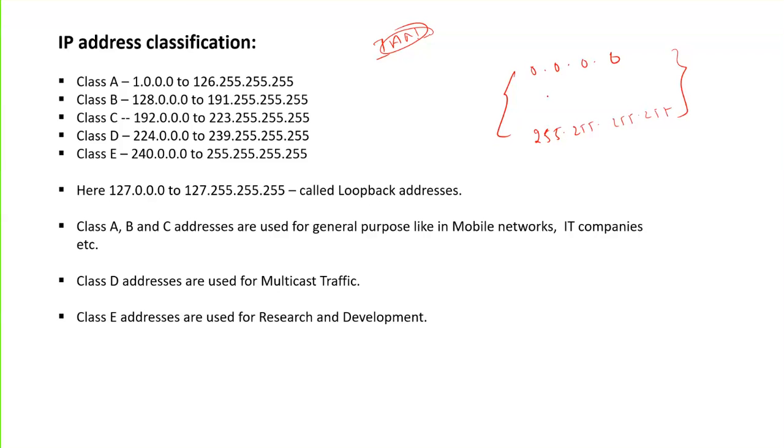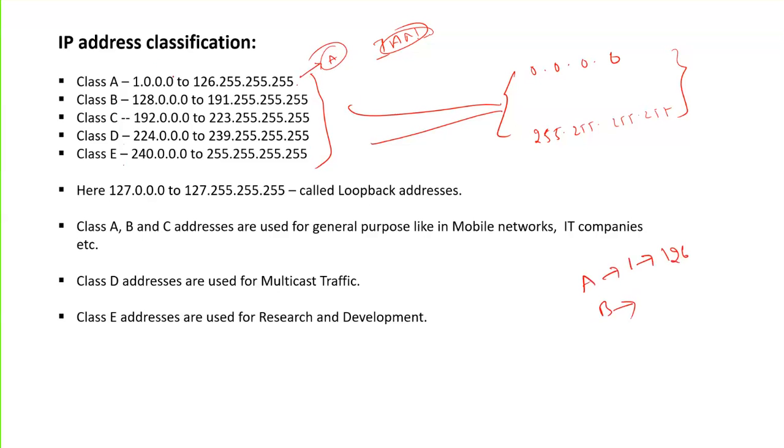They have segregated this range into multiple classes: class A, class B, class C, class D, class E. These are the five classes in simple terms. The IP addresses starting from 1.0.0.0 to 126.255.255.255 are considered class A addresses. In simple terms, class A starts from 1 to 126.